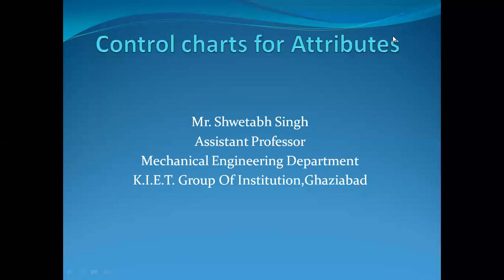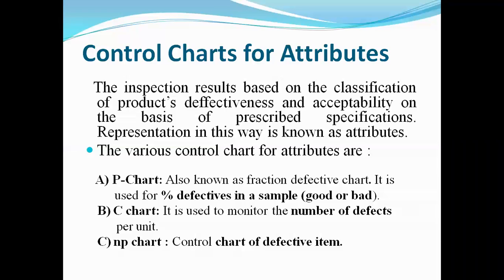So today we are here to discuss the topic control charts for the attributes. Now, control charts for the attributes use the inspection result based on the classification of product defectiveness and the acceptability on the basis of prescribed specification.